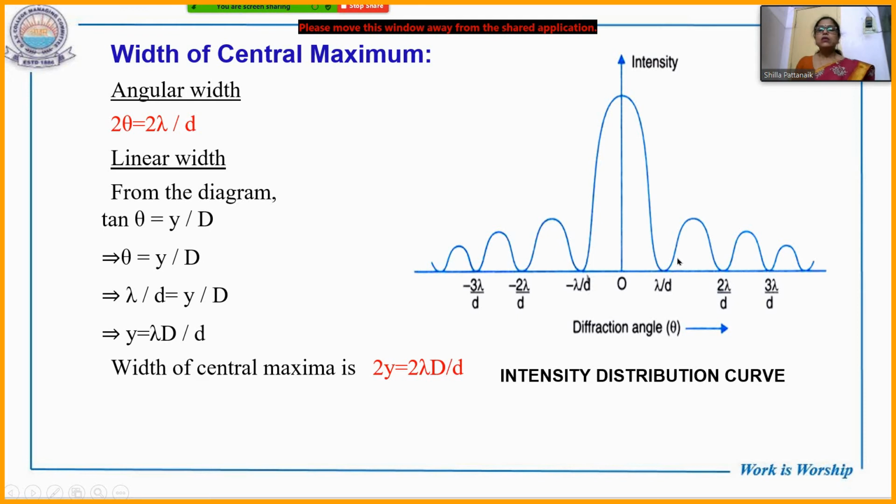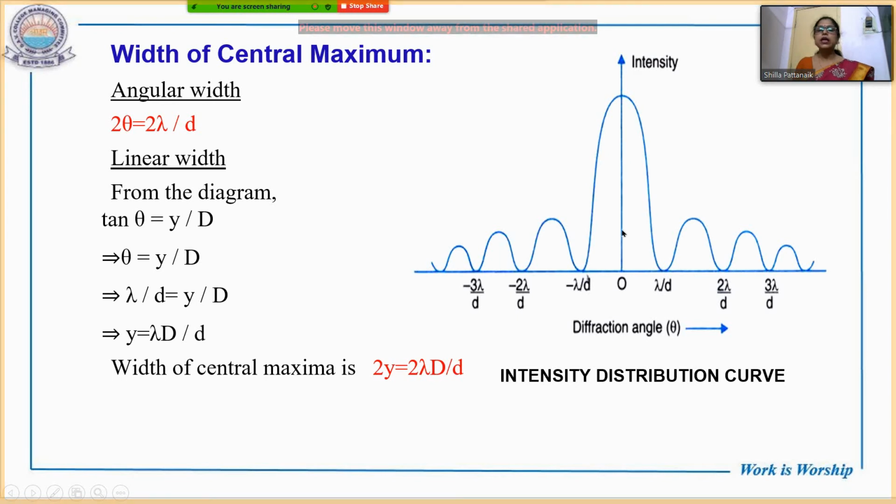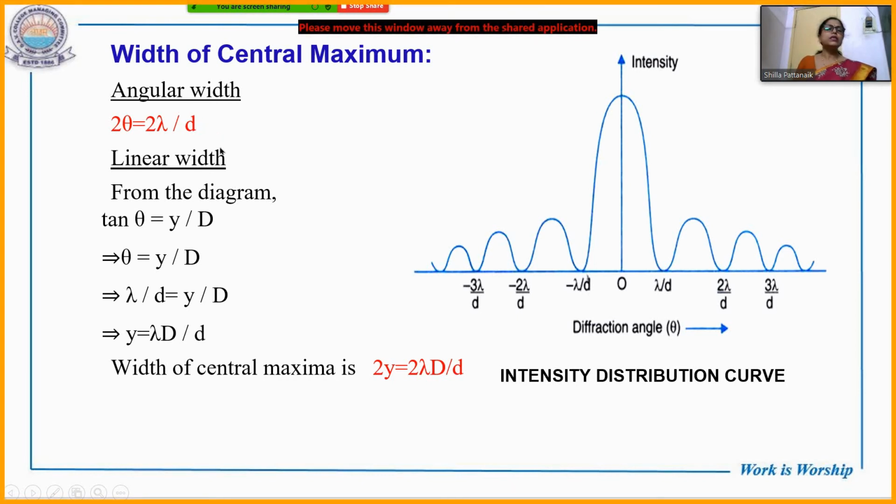So what is the width of each fringe? You see 2 lambda by d minus lambda by d. So the width of each fringe is only lambda by d, but the central is 2 lambda by d. Is it clear, students? Central is 2 lambda by d, but every other fringe has width lambda by d. So this is the angular width of the central maxima.